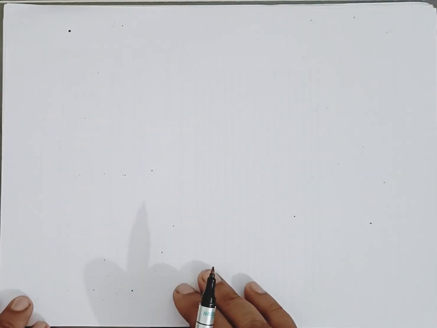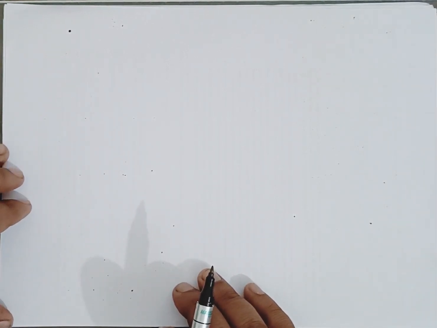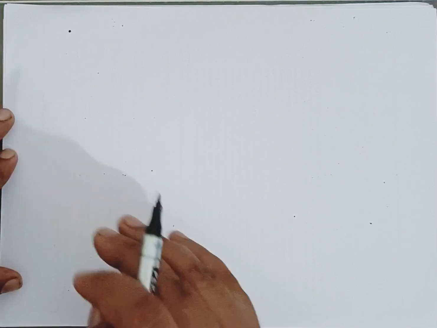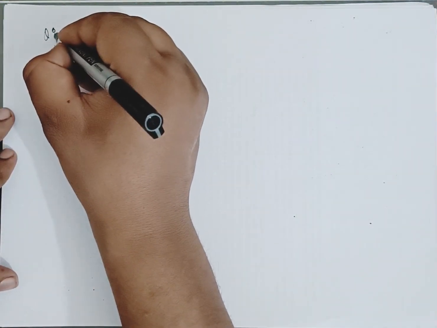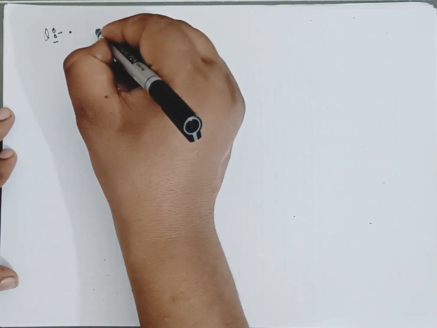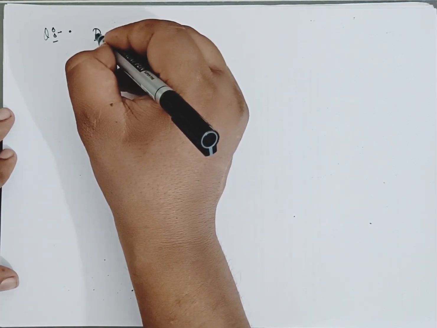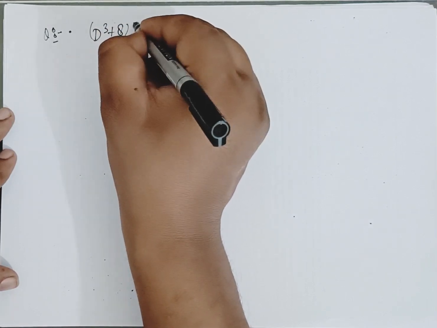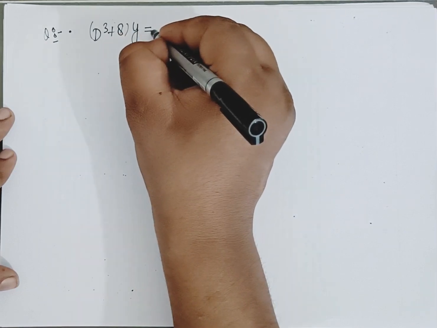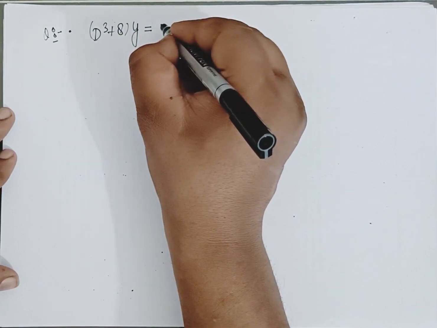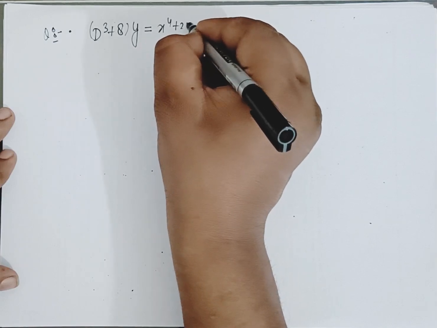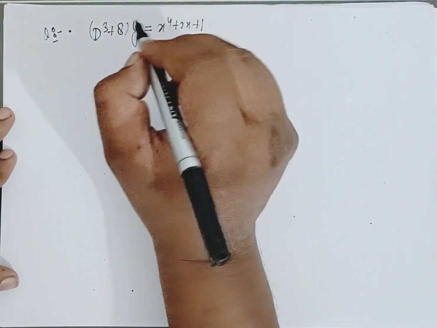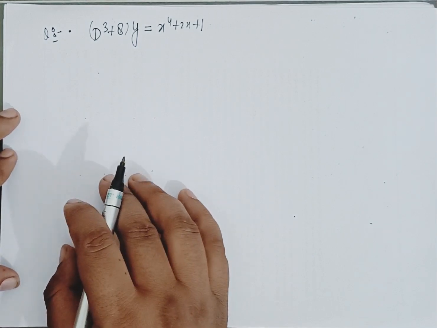Okay, so guys, we have the simple steps to follow here, and I would love to explain another question to understand this theory of the different variations. So now the next question I have here: d to the power 3 plus 8 y is equal to x to the power 4 plus 2x plus 1. Now we need to solve this.